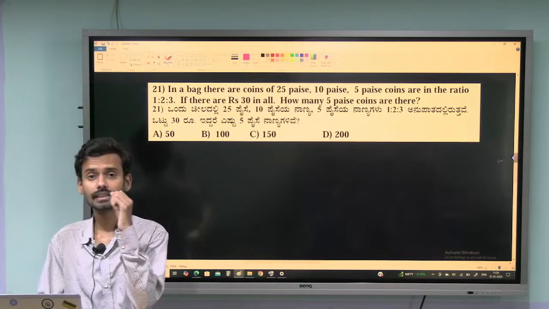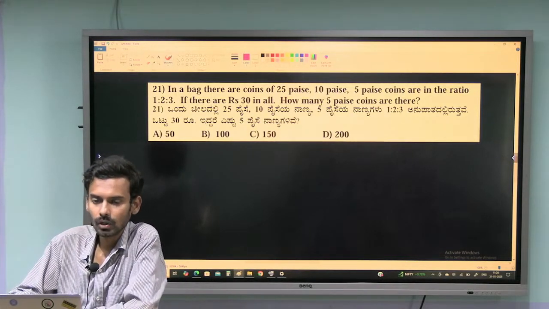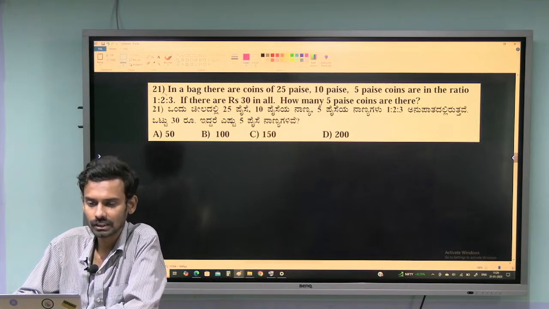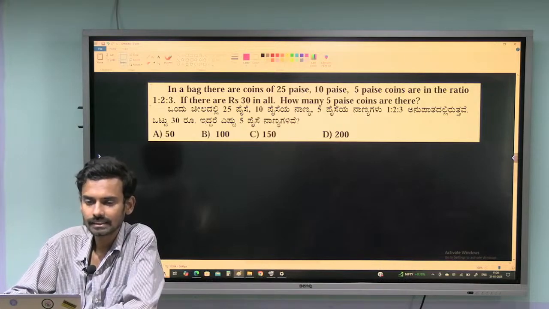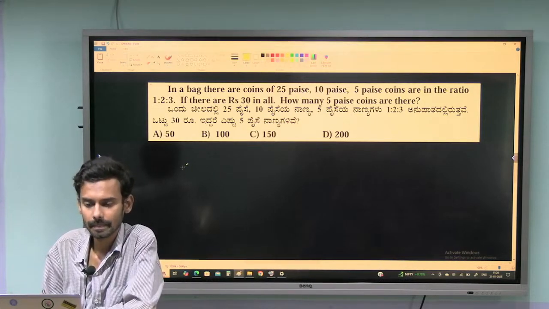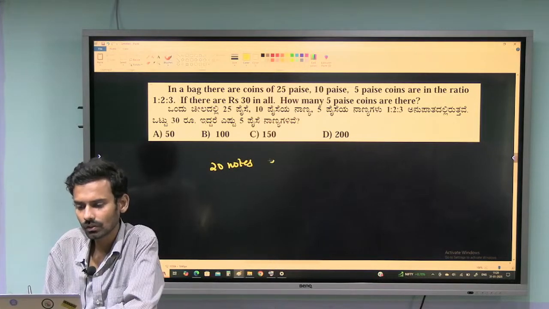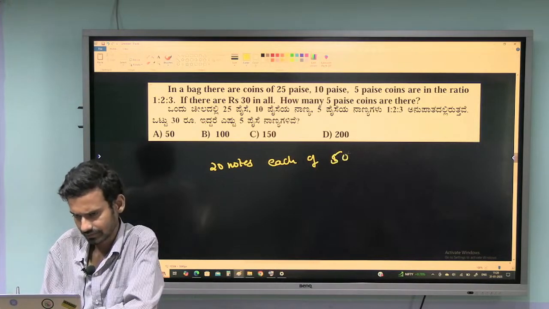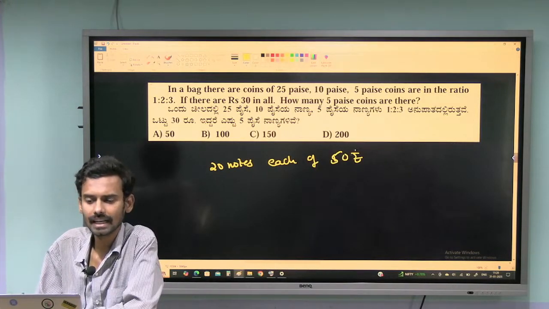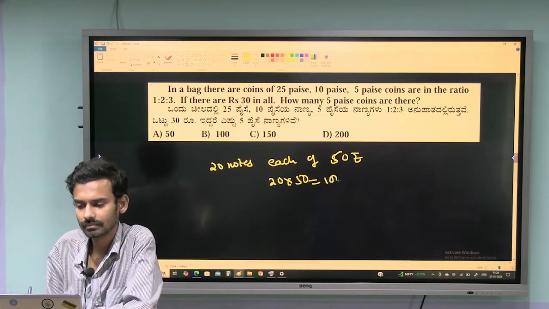Okay. Next type is coin based questions. Generally these coin based questions will be repeated in the exam, so it is important. First let me try to understand the concept behind this. Suppose I say I am having 20 notes, each of 50 rupees. So what is the total amount that I will be having? Is it 20 into 50, which is 1000?